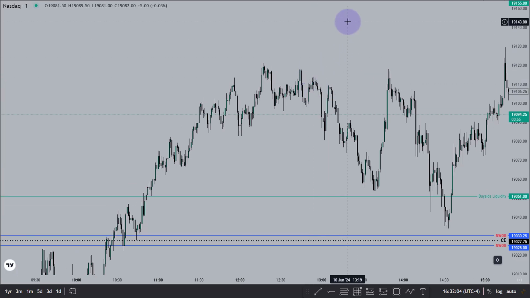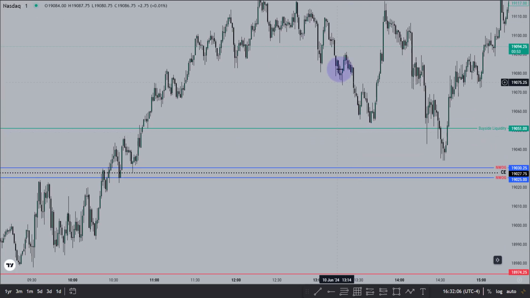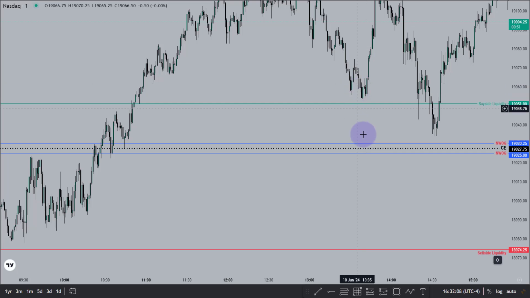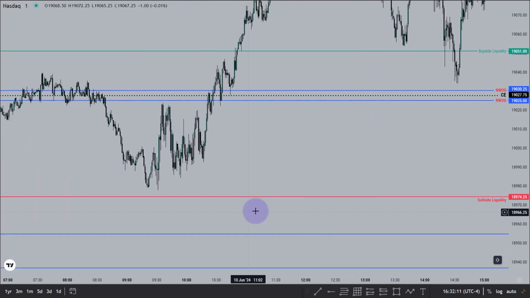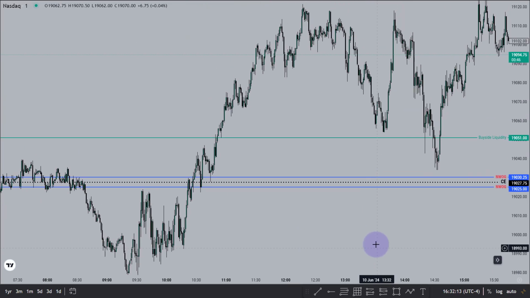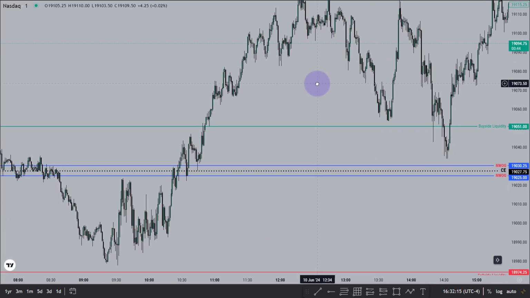Should I look for buy? Or should I look for sell? If I look for sell, how far can I target? Am I going to target this sell side liquidity? No. Where should my target be then?